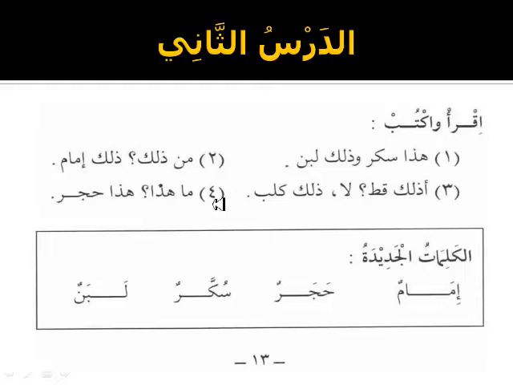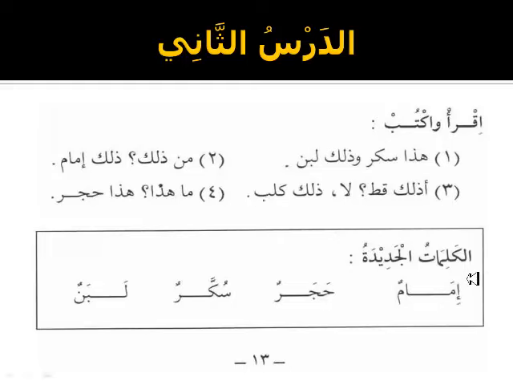Number four, raqam rabia. Ma hada? Hada hajarun. What's this? This is a stone. This is a rock. Adhalika qittun? Is that a cat? No, it is a dog. Dhalika kalbun. So inshallah, this was a very simple lesson for you, inshallah.